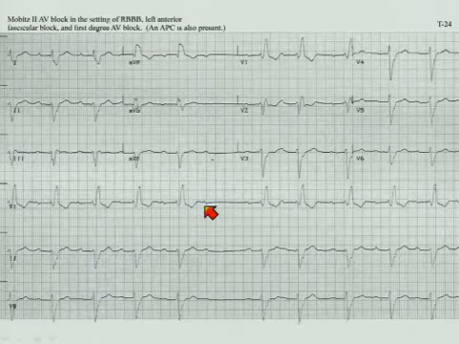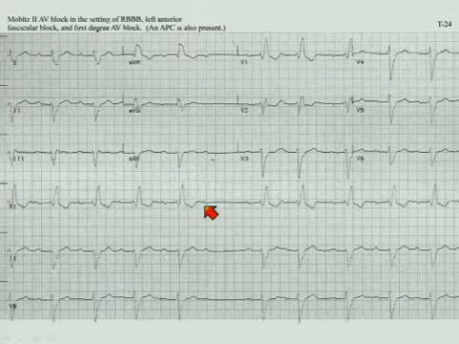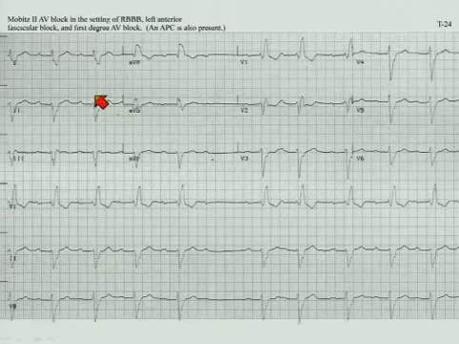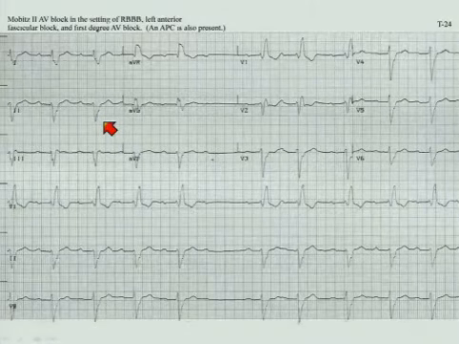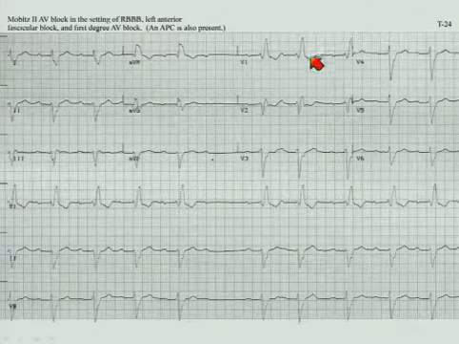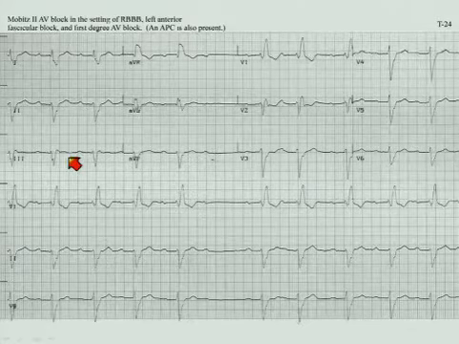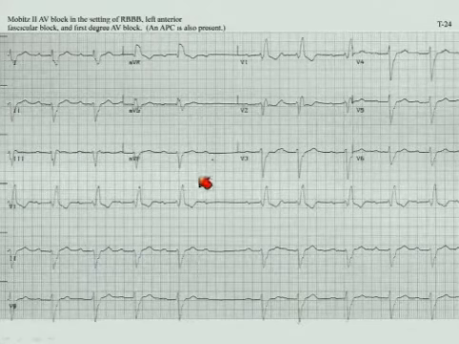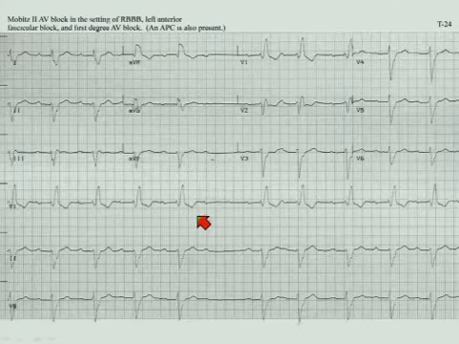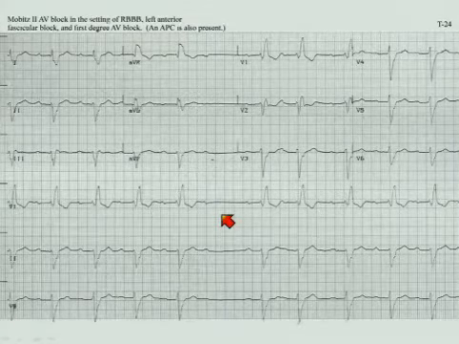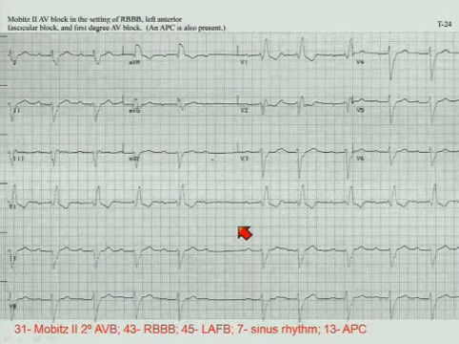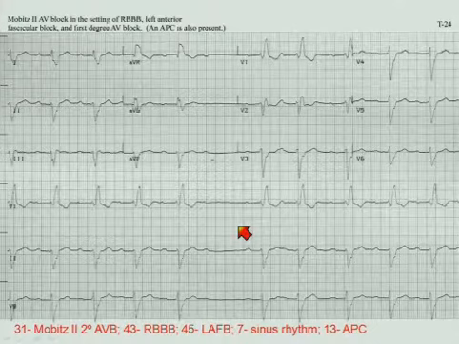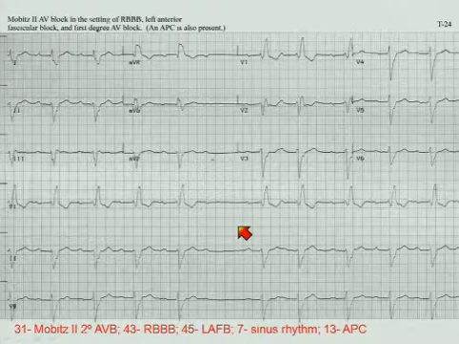So sudden cessation, Mobitz 2 usually, if it occurs in the setting of other conduction abnormality because it's a distal block, and it would be uncommon, wouldn't it, to suddenly block in all 3 fascicles at once. So you usually already have a right bundle, a left anterior fascicular block, and in that remaining fascicle, a conduction abnormality progresses, and you have a non-conducted beat. So this one I would put as a 31 Mobitz 2 AV block, 43 right bundle branch block, 45 left anterior fascicular block, number 7 sinus rhythm, and number 13 APC.